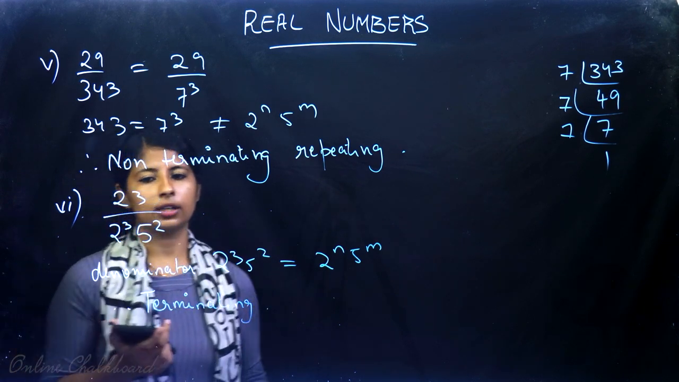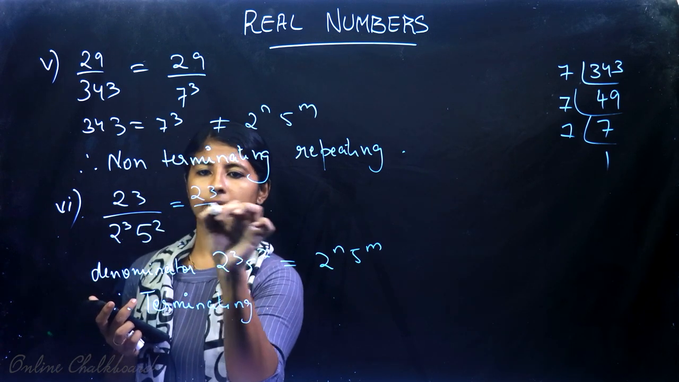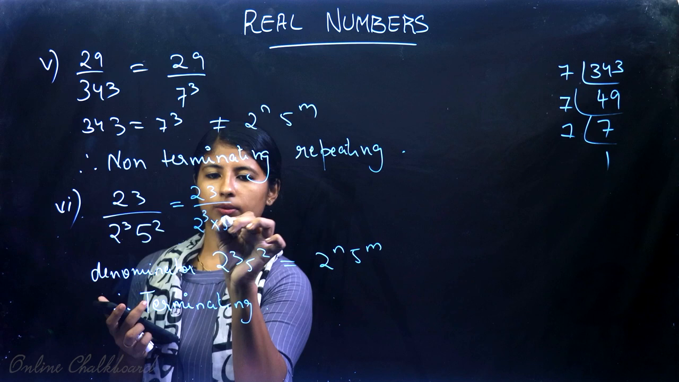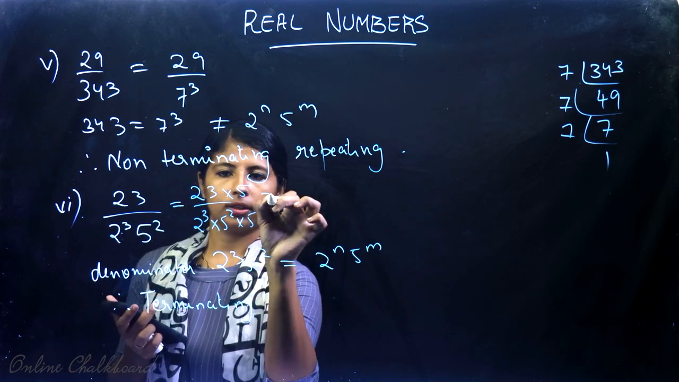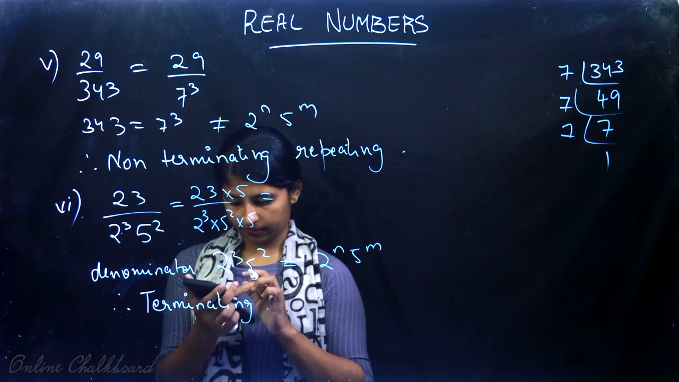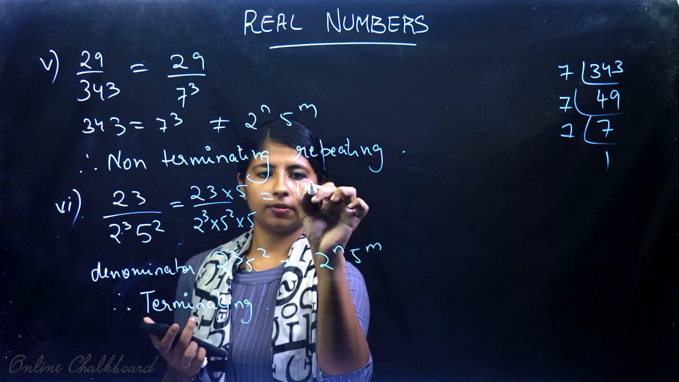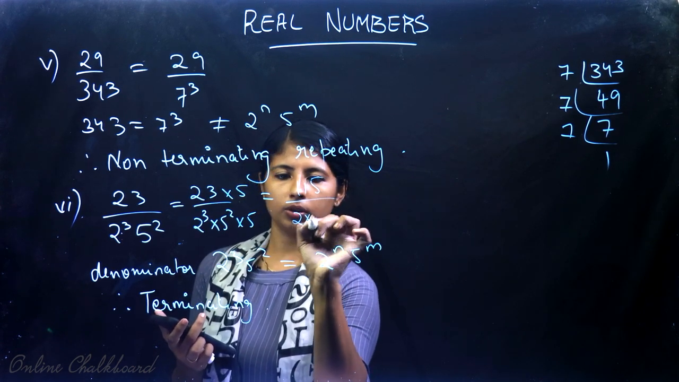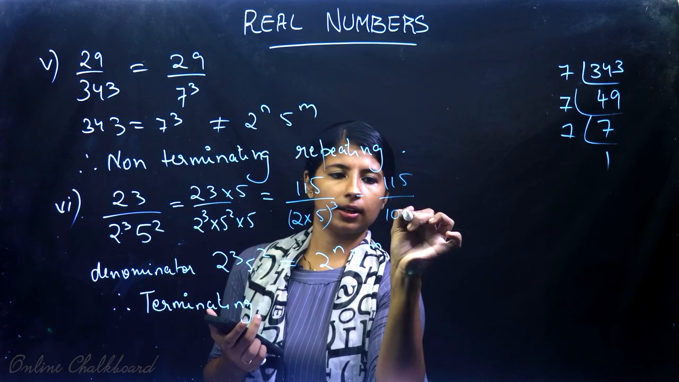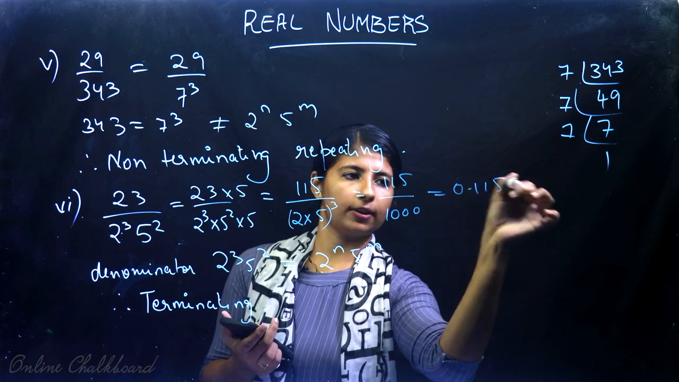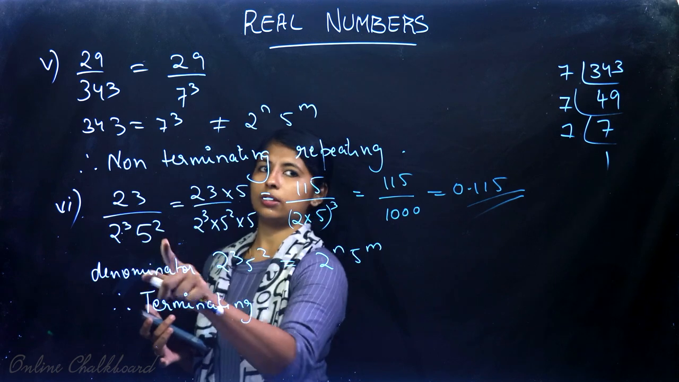So, how to calculate? Here you see we have 5 with both powers. We will multiply the missing power into 5 square, right? So, to make the power equal, I will multiply both sides with 5. Then I will get 115 divided by 2 into 5 the whole cube, that is equal to 115 divided by 1000, that is equal to 0.115. This is the decimal expansion of 23 by 2 raised to 3 into 5 square.